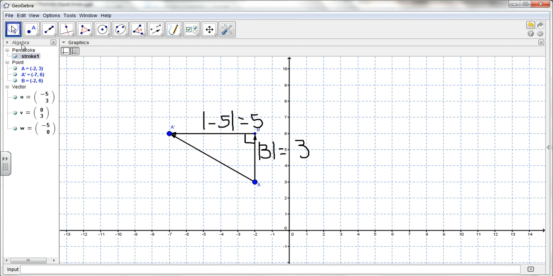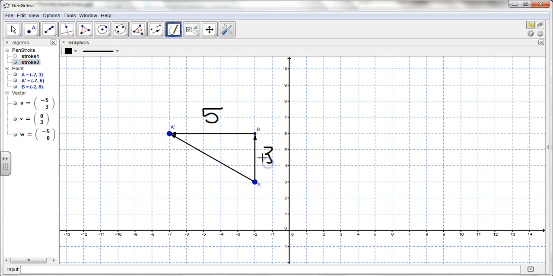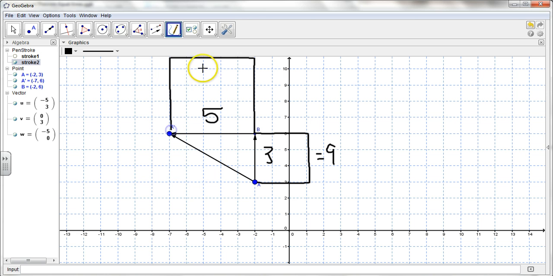Okay, so I'm going to get rid of my pen stroke. We know that this length is 5, this length is 3. So if I were to make a square based off of the length 3 here, then we have a square that is a 3 by 3 that has an area of 9, right? So that's the area of this square. If I find the area of the other smaller square here, so this is 5, so if I go up 5 more, right, and make a square that's a 5 by 5, the area of this square is 25, right?